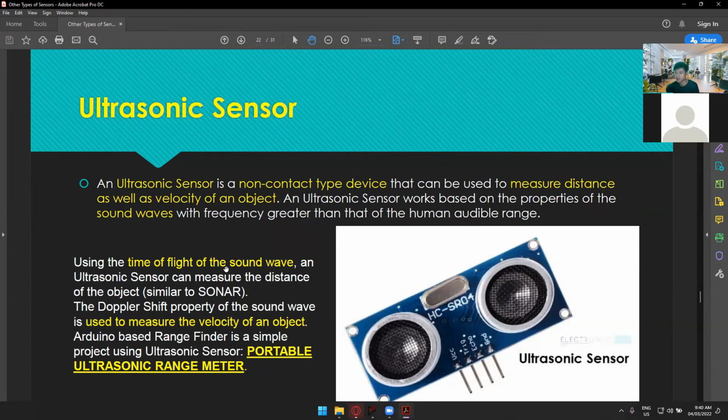In here you can also check the velocity of the object. I guess this is one big advantage of this sensor over the other sensors, because it can measure the velocity of that object. With the ultrasonic sensor, we can measure that.